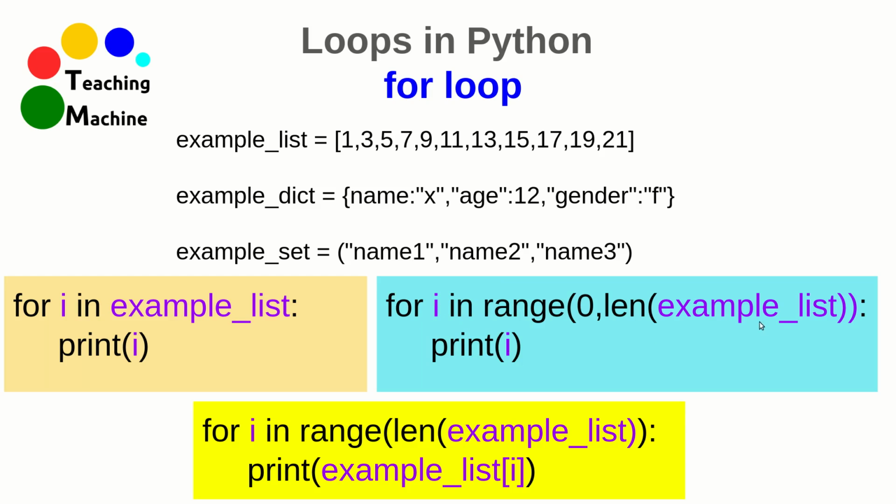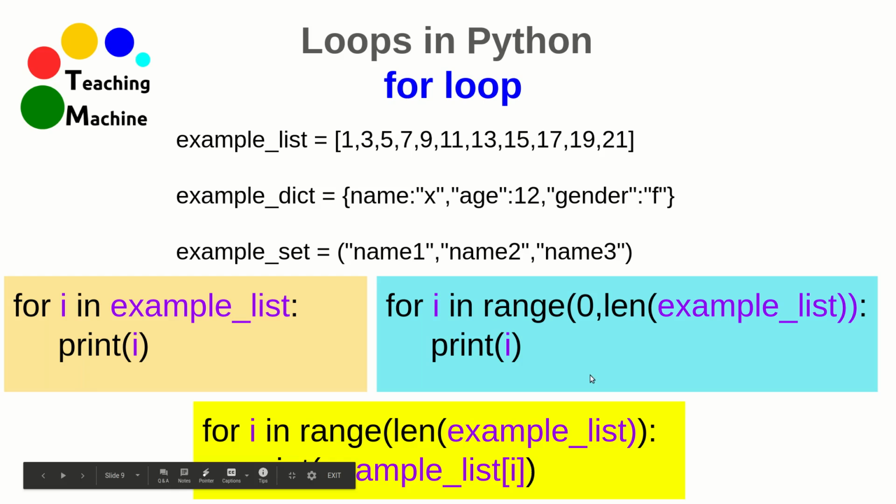We can also print an element of the list by giving example list of i. Another one is directly taking the range of the list. Here we are taking the length of example list as the range. So for i in range, length of example list, we are printing each item of the list: print example list of i.